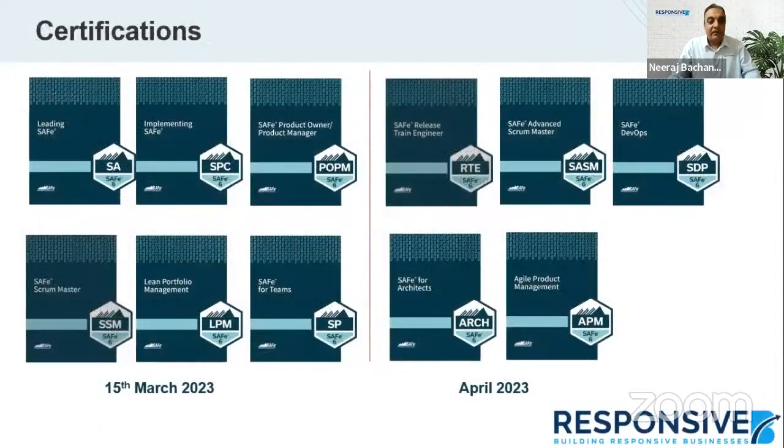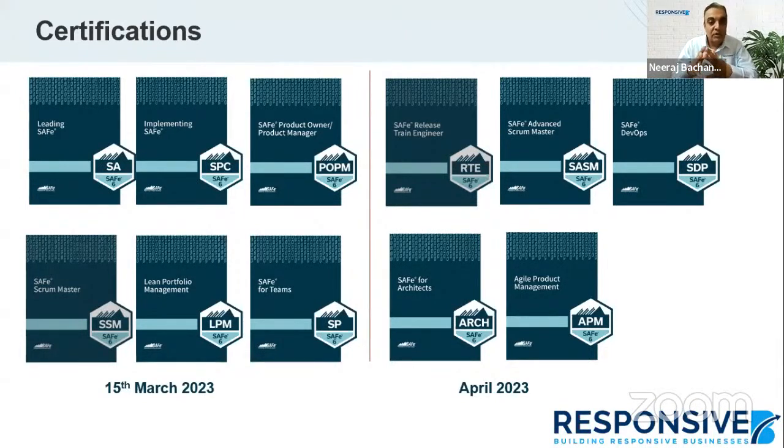Again, when we talk about people, certifications cannot be left behind. You will see immediately the 6 certifications shown on the left side: Leading SAFe, Implementing SAFe, POPM, Scrum Master, Portfolio Management, and SAFe for Teams, which are immediately upgraded to SAFe 6.0 with all these changes reflected. But the remaining ones, which are more towards the advanced side, for example Release Train Engineer, Advanced Scrum Master, DevOps, Architect, and Agile Product Management, would be released in Q2, which is April 2023, somewhere around the mid or towards the end of April 2023.